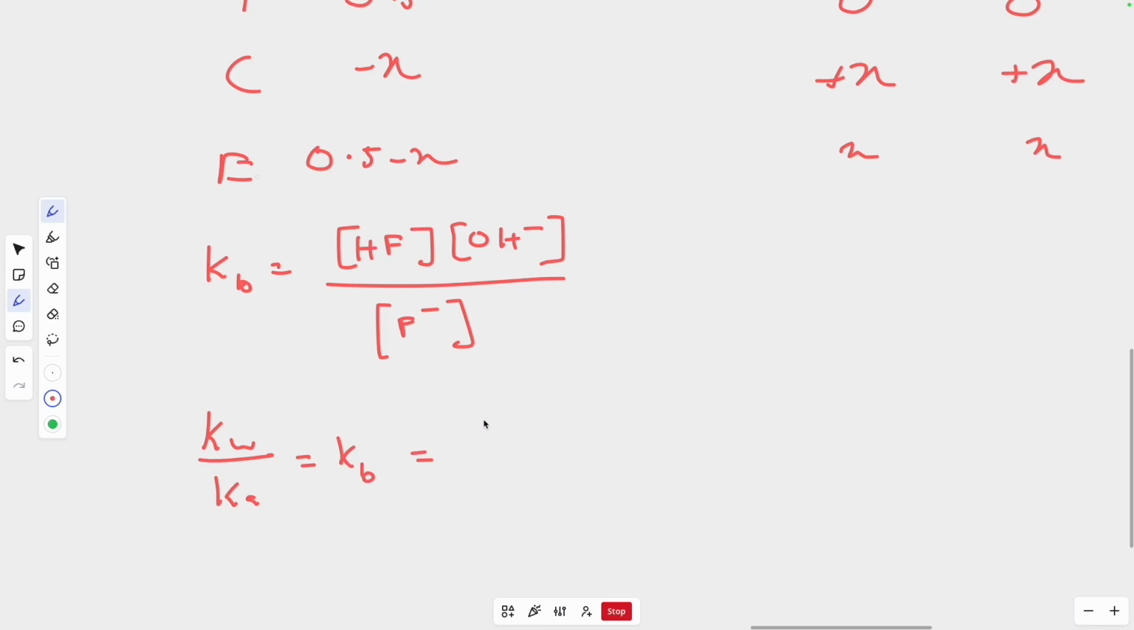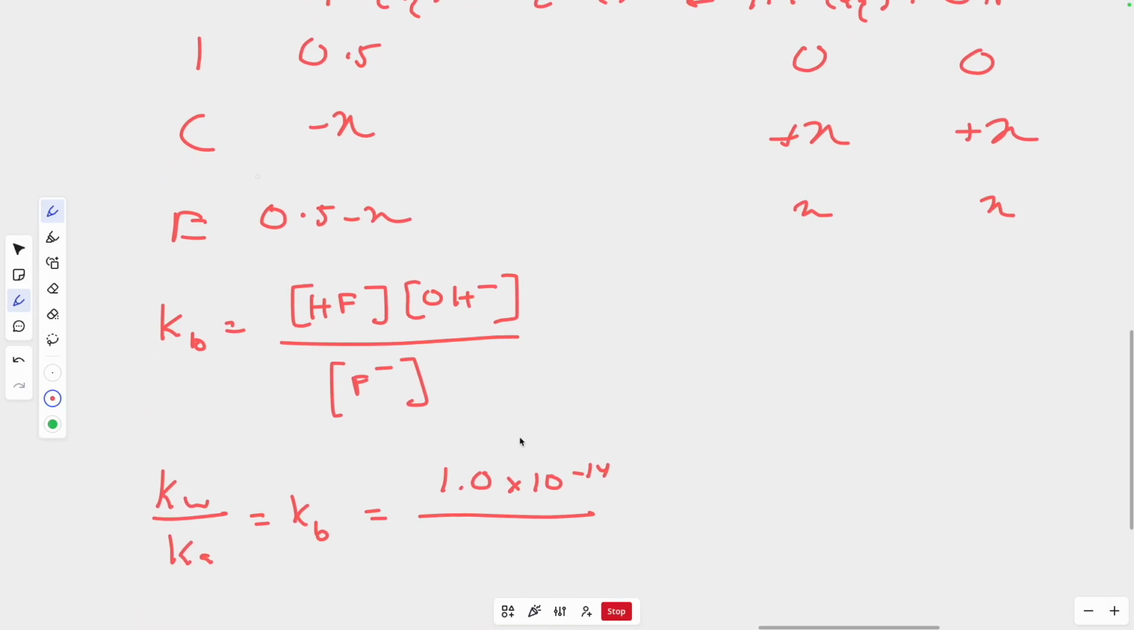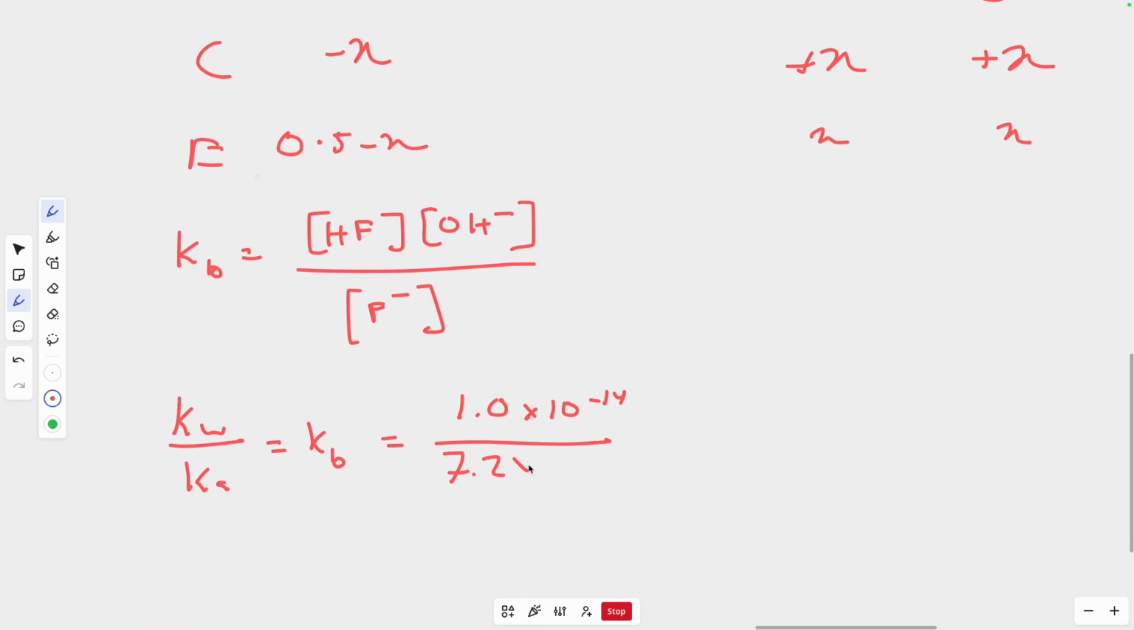So if we substitute these values in, we have 1.0 times 10 to the power negative 14, which is the Kw, and then the Ka for HF is 7.2 times 10 to the power negative 4. And once we compute this, the Kb is going to equal 1.39. I'm going to keep an extra decimal place so that we remember to keep a few more sig figs and not round in our calculator.